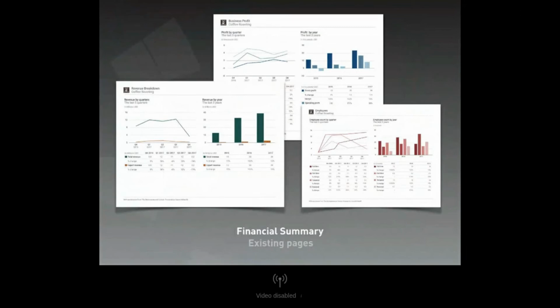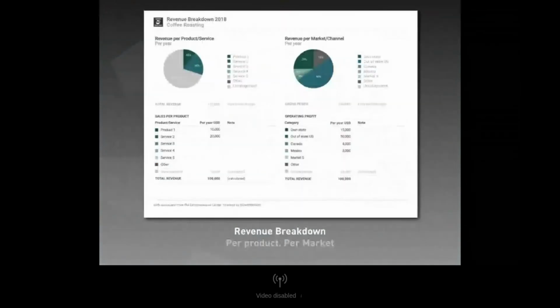So you're going to have that revenue, profit, and employee page. But in addition to that, we're going to have the revenue breakdown. So it's broken down per product. So how much is each revenue coming from each product or service? And then what about from each market or channel? So how are we doing in terms of those?